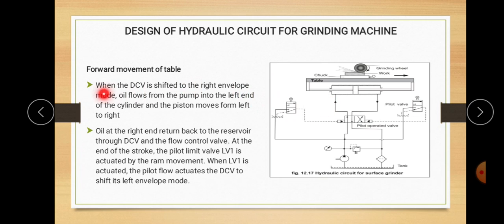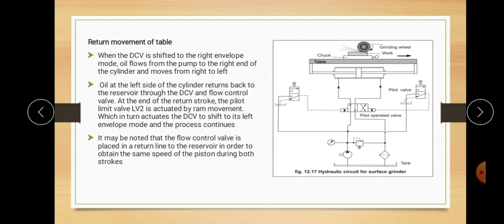So as the same, when the DC valve is shifted to the right envelope, the oil flows from the pump into the left of the cylinder and the piston moves from left to right. As the same in a return stroke, when the DC valve is shifted to the other envelope, the oil flows from the pump to the right end of the cylinder and moves right to left. So this is called a return stroke. So here the table is moved forward and return, forward and return.